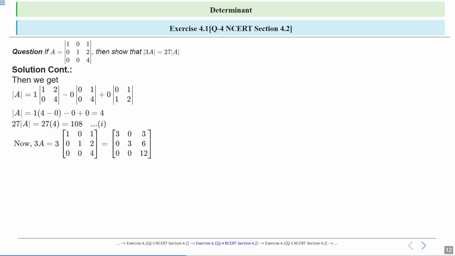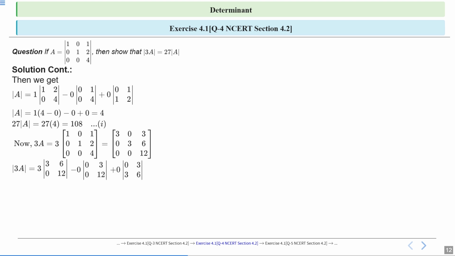So to calculate the LHS part, we have to find the value of 3A, 3 into matrix A. And we know when we multiply a scalar with a matrix, we have to multiply each entry of the matrix with that scalar. So here the scalar is 3. So when we multiply with the matrix, we get 3 into 1, that is 3. 3 into 0, that is 0. 3 into 1, that is 3. 3 into 0, again 0. 3 into 1 is 3. 3 into 2 is 6. 3 into 0 is 0. 3 into 0 is 0. And 3 into 4 is 12. So now we have the matrix 3A, that is 3, 0, 3, 0, 3, 6, 0, 0, 12.